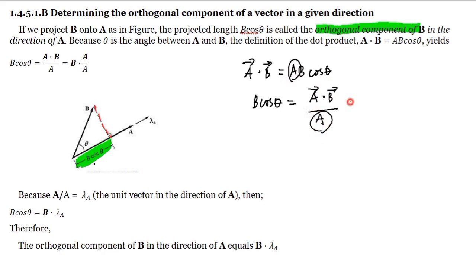Therefore, we can say that we have here the vector B multiplied by the vector A over A. But this vector A over A here can be expressed also as lambda A, the unit vector in the direction of A. Therefore, this B cosine theta is just B dot lambda A. So the orthogonal component of B in the direction of A is equal to the vector B dot lambda A.